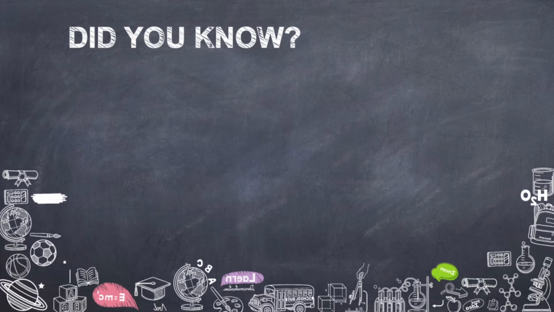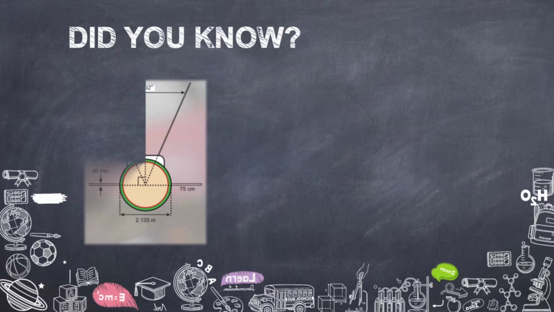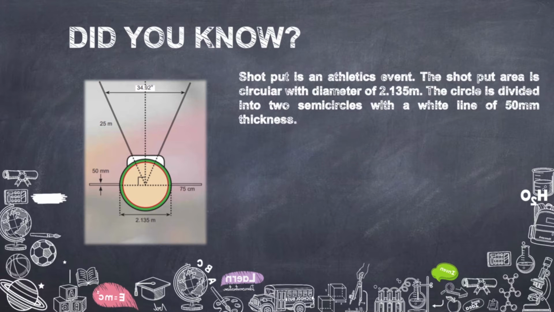So, class, do you know shot put? Shot put is an athletic event. The shot put area is circular. As you can see from this picture, the shot put area is circular with a diameter of 2.135 meters, and the circle is divided into two semicircles, with white lines of 50 millimeter thickness.